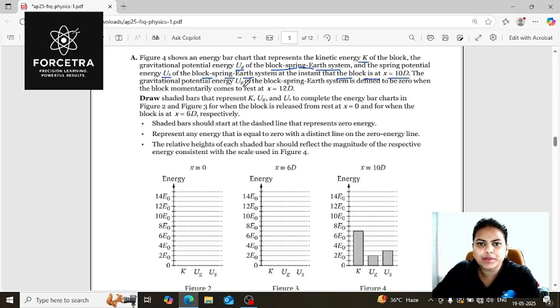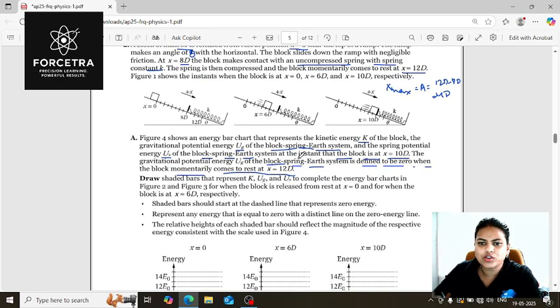The gravitational potential energy Ug of the block-spring-Earth system is defined to be 0 when the block is momentarily at rest at x equals 12d. So x equals 12d is the position where Ug is equal to 0, or we can take it as a reference height. So h at this point is equal to 0. We are taking it as the reference height, which is 0 for this case. Ug is 0 at this point.